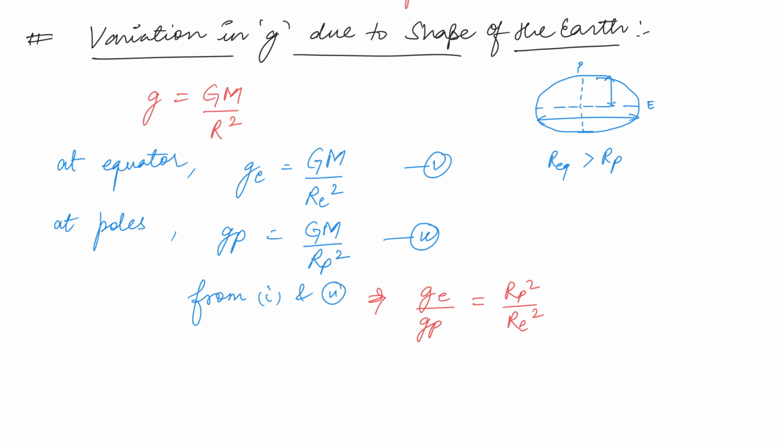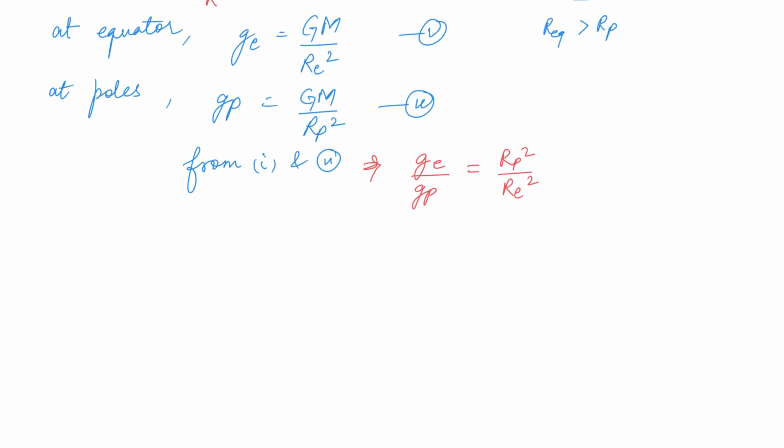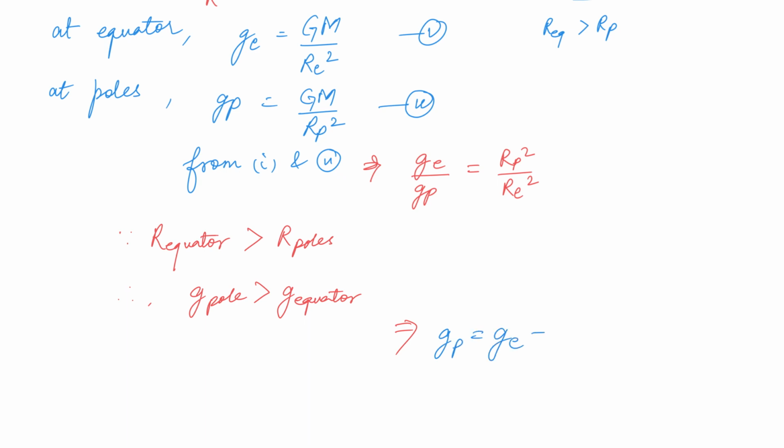Now we know that R equator is more than R poles. So g pole will be greater than g equator. And this value is nearly g_P equals g equator plus 0.018 meter per second square. This is the difference.